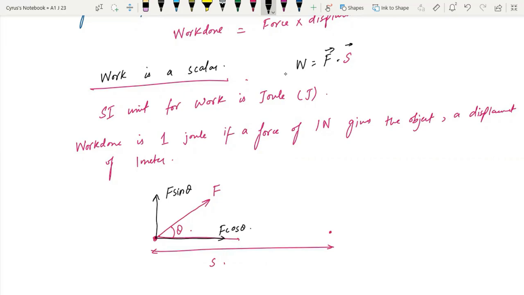According to the definition, the force and displacement should be in the same direction or parallel to each other. You cannot multiply the perpendicular component with the displacement. So we get W is equal to F cos theta dot S. So this becomes Fs cos of theta.